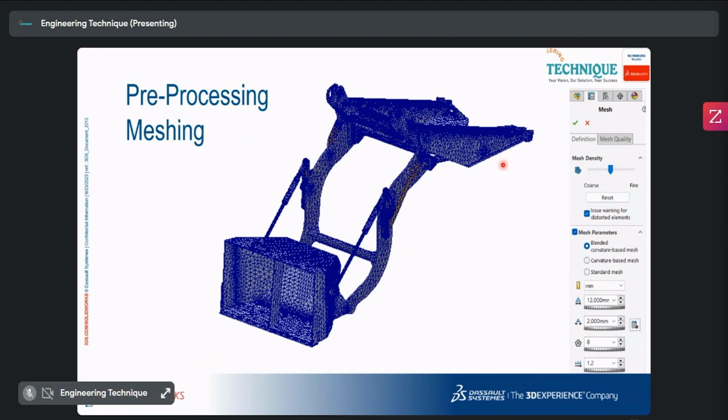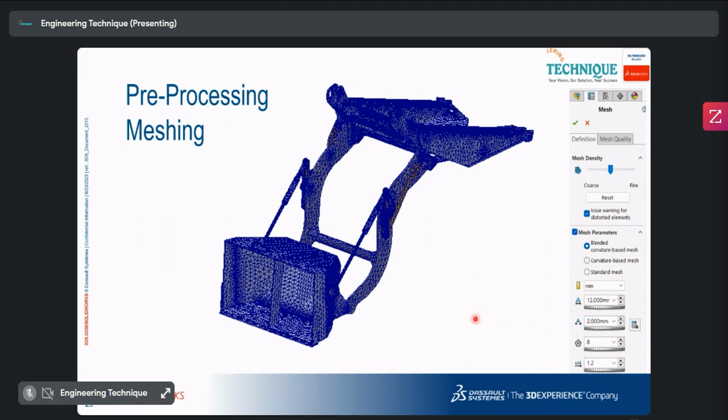Then the other part is the meshing part. In meshing, as said earlier, we are discretizing the domain into smaller elements. There are three types of mesh available: standard mesh, curvature based mesh, and blended curvature mesh. These are the various parameters that we are going to learn in the demonstration.